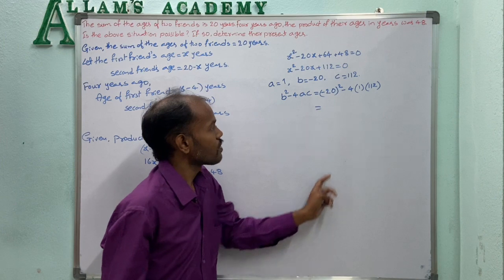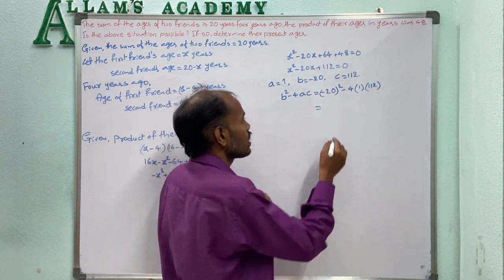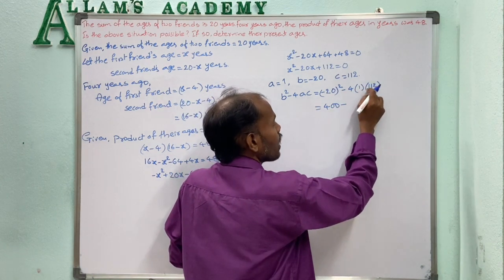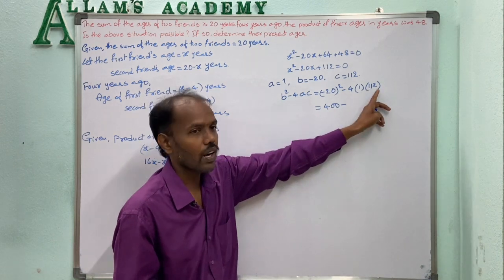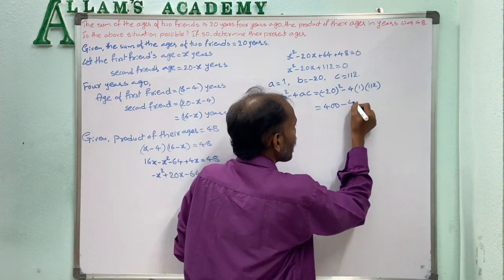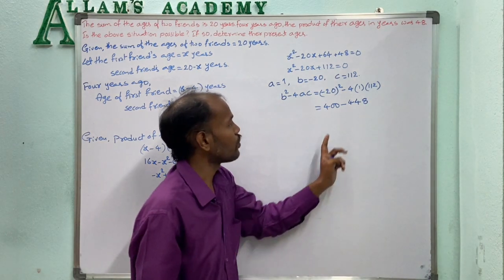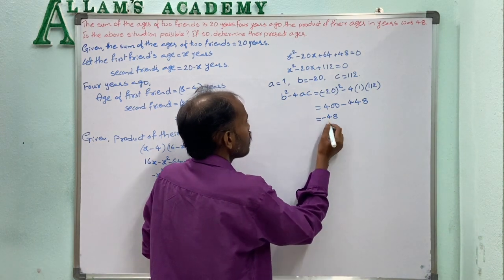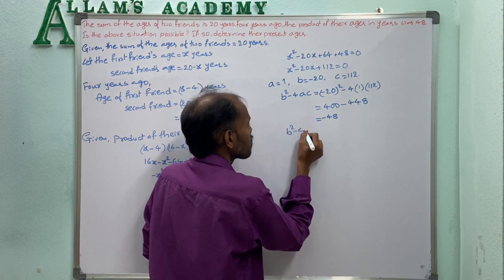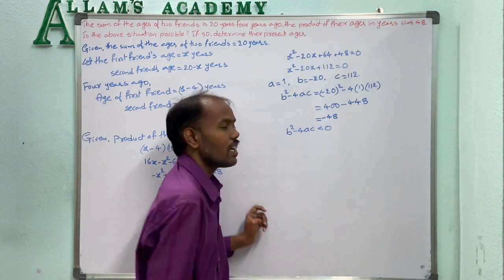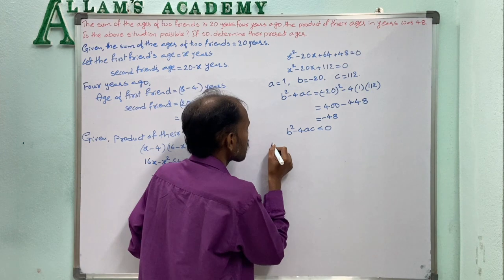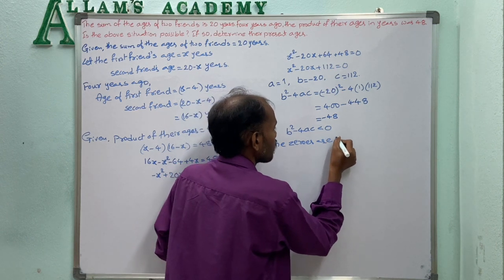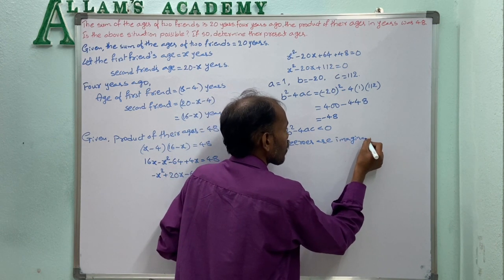So b square, that means 20 square equal to 400, minus 4 into 1 into 112, that is nothing but 448. So 400 minus 448, that means it is minus 48. So minus 48 is less than 0, that means b square minus 4ac is less than 0. Less than 0 means the roots, the zeros, are imaginary. It has imaginary roots.